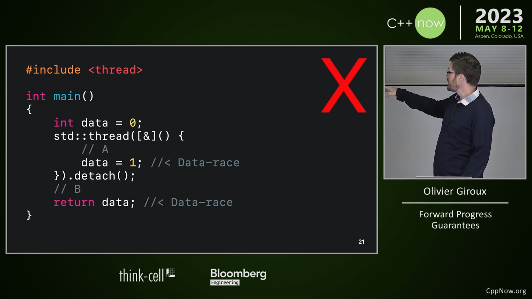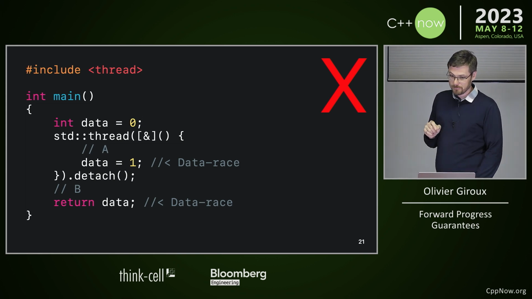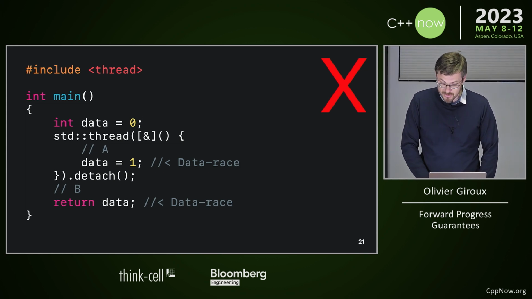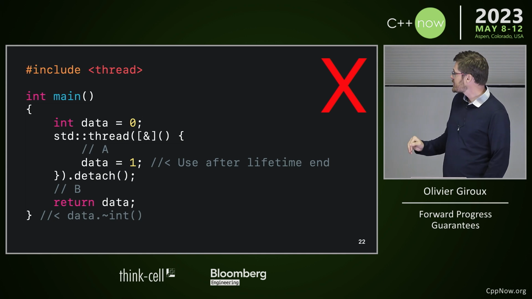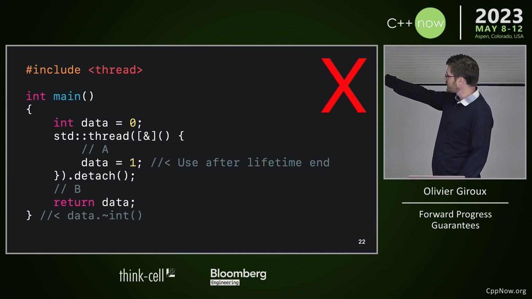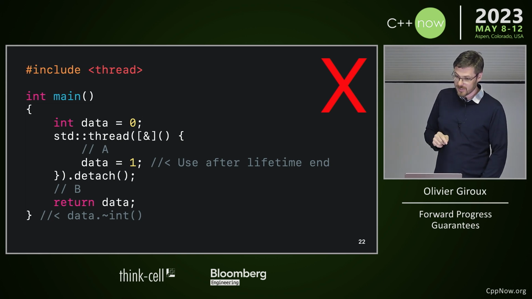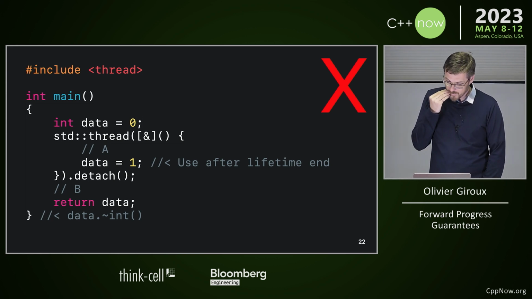The first problem is that I have a data race between the assignment of 1 to data and the read of data in the return statement. And I have another one. The second problem is a use after lifetime end, where this thread's lifetime can go beyond main and it could attempt to dereference data, which is on the stack, whereas data's lifetime ended when we return from main.